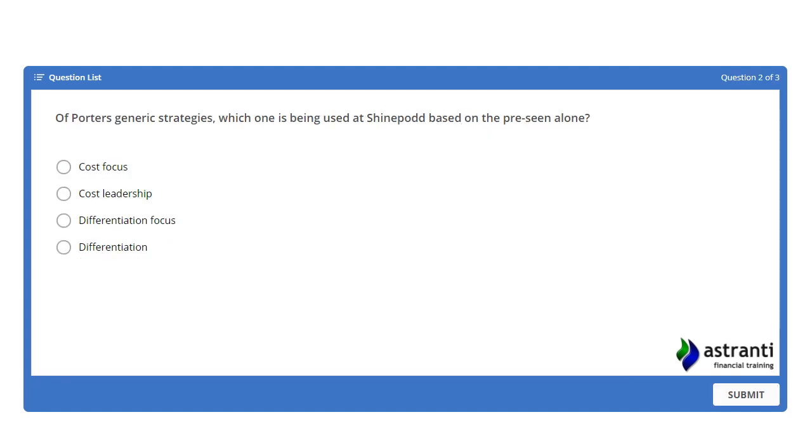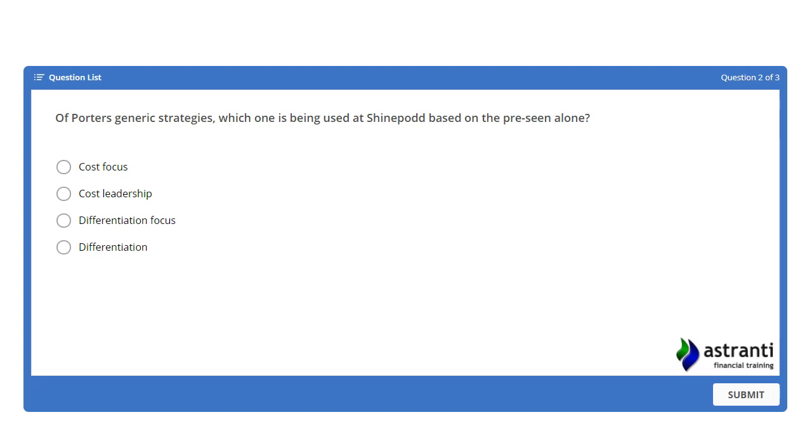And the first question we're going to look at here relates to Porter's generic strategies, which is an important model within the CIMA syllabus. And you'll note that in the PreSeen, it didn't specifically tell us that ShinePod is using this particular strategy under Porter's generic strategies. It's up to us to analyze the PreSeen in the context of that model. So, thinking about Porter's strategy, which of those is being used at ShinePod based on the PreSeen alone? Well, take a moment to think of the answer, and then we'll go through it.